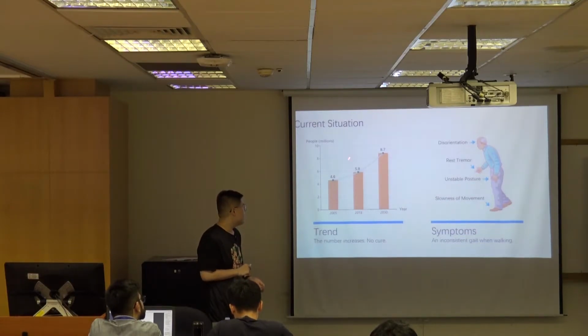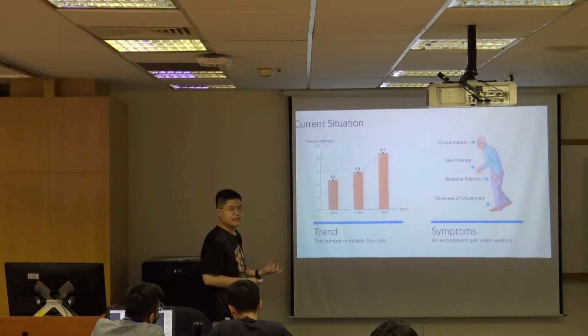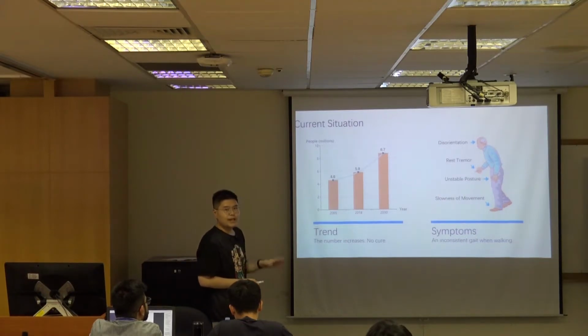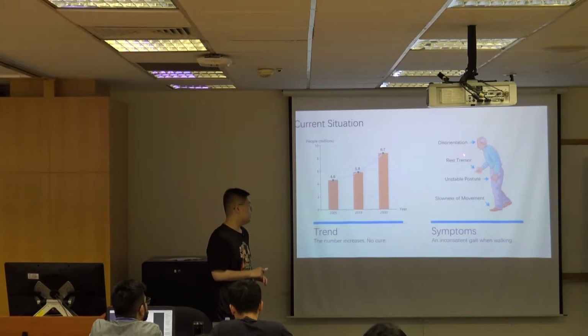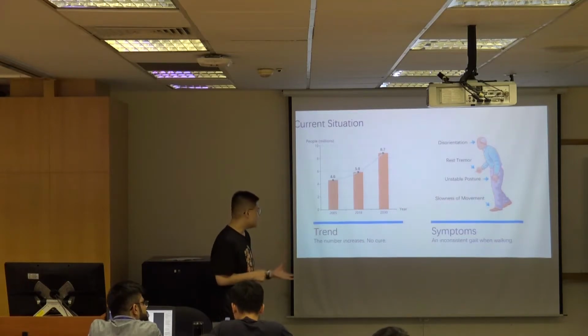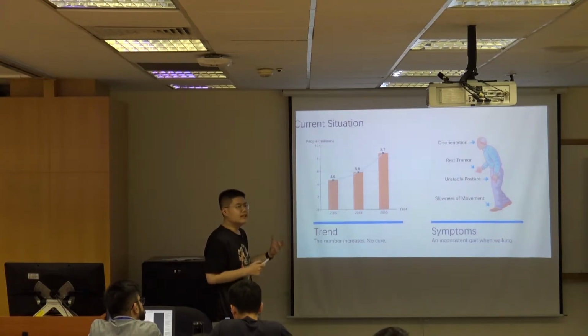Now there are over 5.8 million people with Parkinson's disease over the world, and this number is still increasing and will double up to 8.7 million by 2030 from 4.6 reported in 2005. And people with Parkinson's disease often experience disorientation with tremors, unstable postures, and slowness of movement, resulting in an inconstant gait when walking. And now there is no cure for Parkinson's disease.